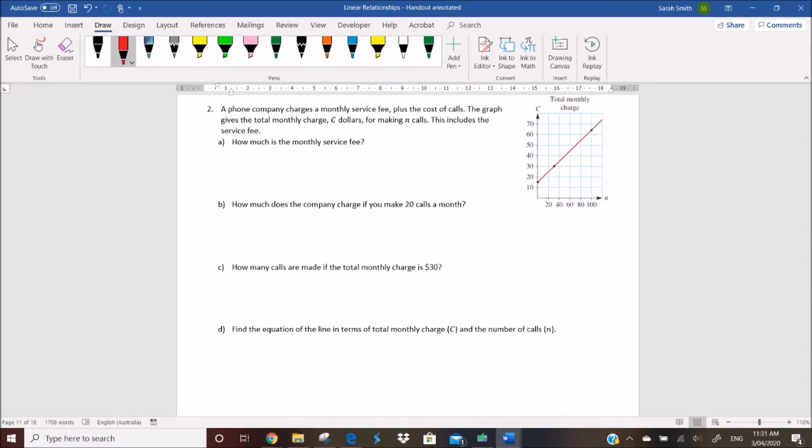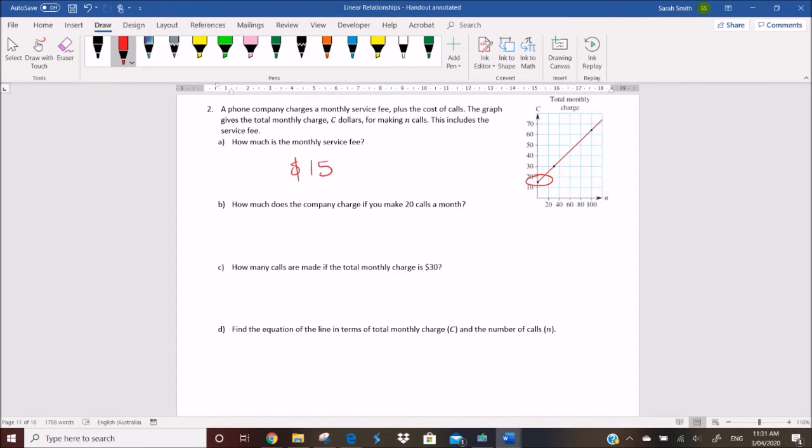So how much is the monthly service fee? Again, we need to look at where it's crossing our vertical axis. So our monthly service fee would be $15. How much does the company charge if you make 20 calls per month?